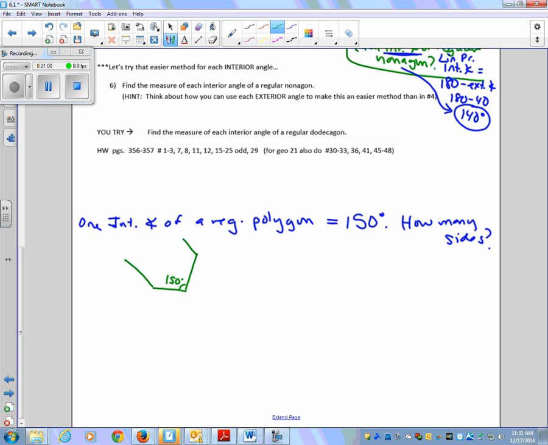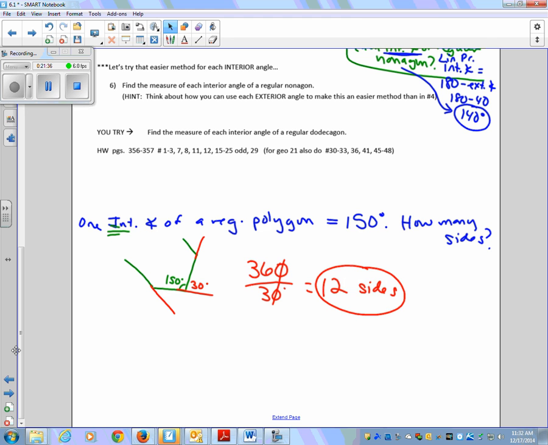If they give you interior, immediately try to figure out exterior. So much easier. What's the exterior angle? 30, right? Because that's to add up to 180. What is the sum of the exterior angles? Always 360. So if we do 360 divided by 30 degrees, that means there's how many exterior angles? 12 angles or 12 sides.